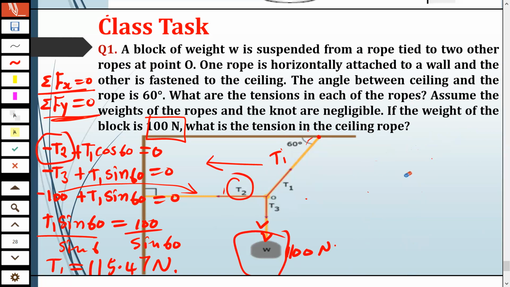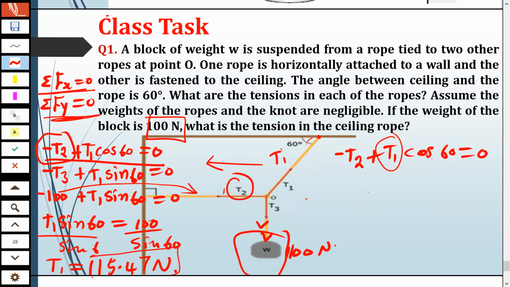Okay, so how do we solve that tension? It's also very simple. How do we solve it? So we get the one that has T2 in it. So we have negative T2 plus T1 cos 60. We said this is equal to 0. So while T1 is here, we have found T1, which is 115. So let me just make T2 the subject. I'll take this to the other side of the equal sign so that I have negative T2 is equal to negative T1 cos 60. Then when I divide by negative on both sides, I'm going to have T2 being equal to T1 cos 60.